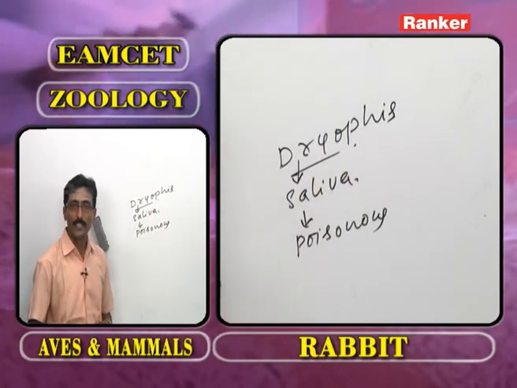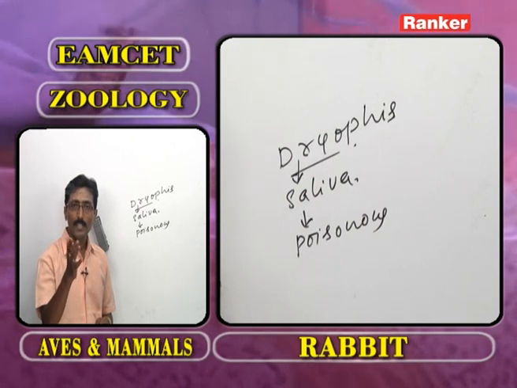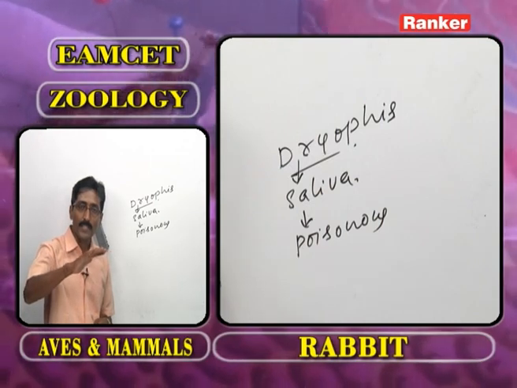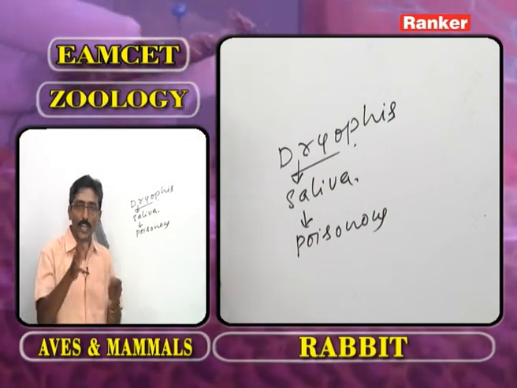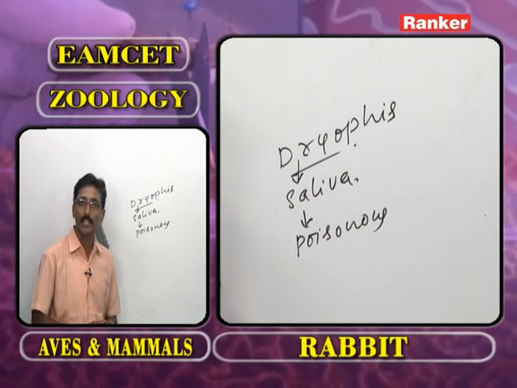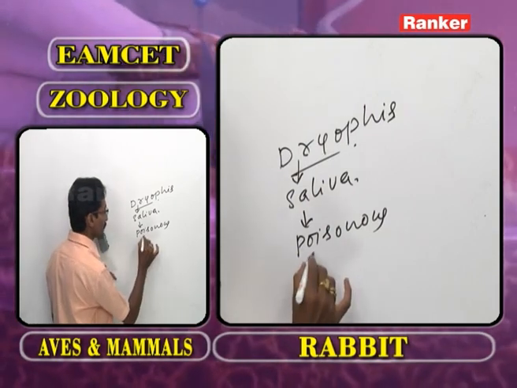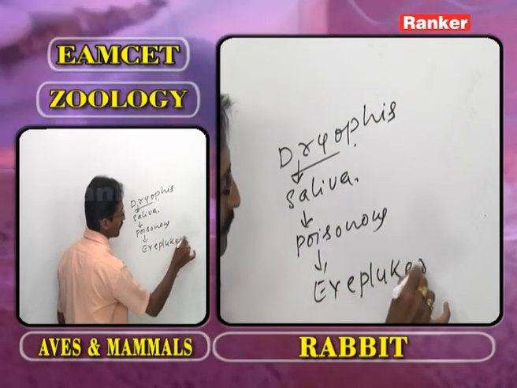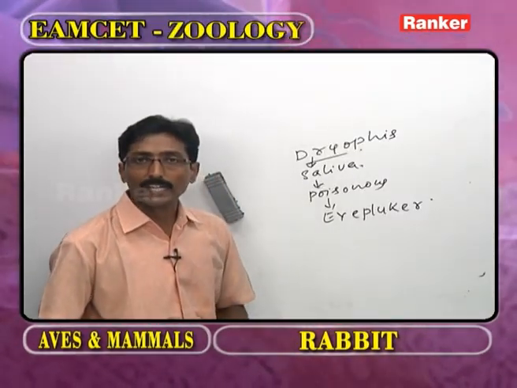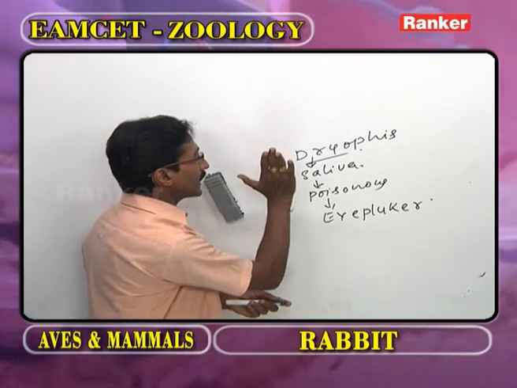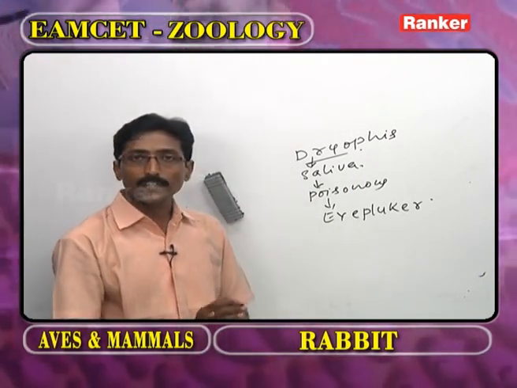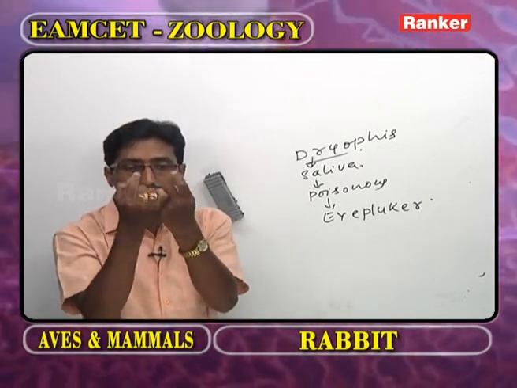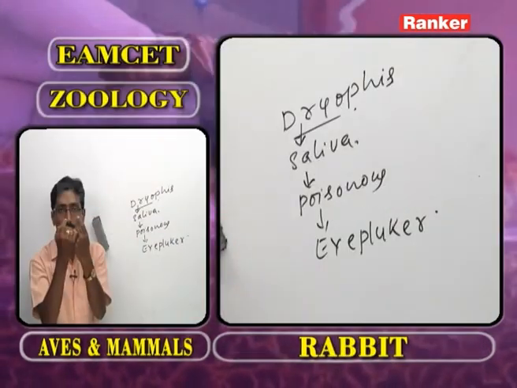Now, as we observe, the dryophis is present on the trees, and its color matches the color of the tree. We are unable to identify it immediately. The dryophis is popularly known as the eye plucker. Why is it called eye plucker? Whenever we touch the dryophis, what is going to happen? The dryophis injects its saliva into our eyes.